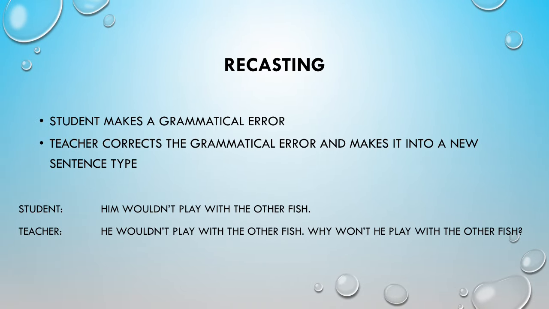Recasting, again, the student makes the error. The teacher's going to correct the error and then make it into a new sentence type. So, "Him wouldn't play with the other fish." "Oh, he wouldn't play with the other fish. Why won't he play with the other fish?" So again, it's very natural. It's within context.